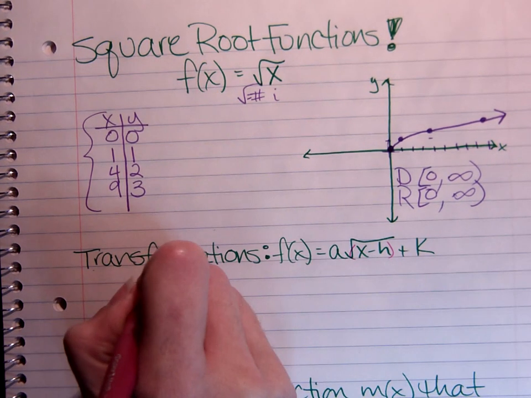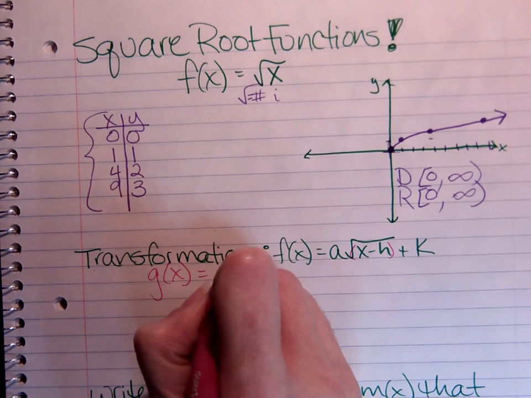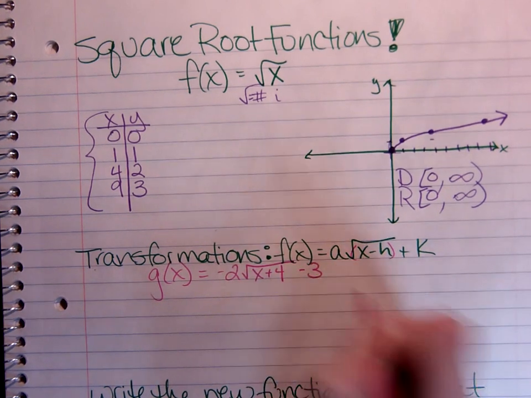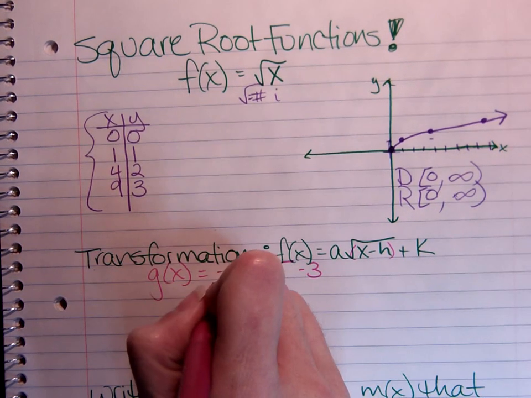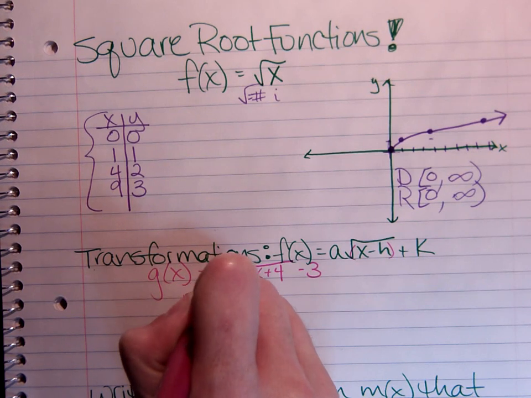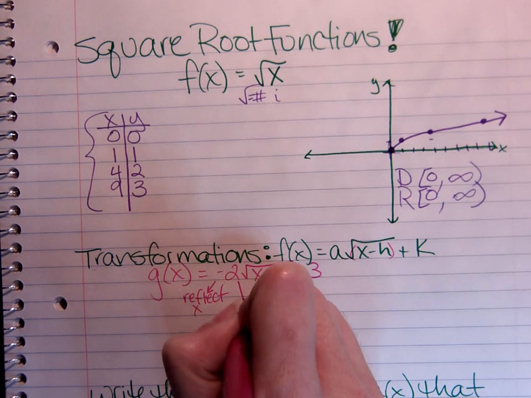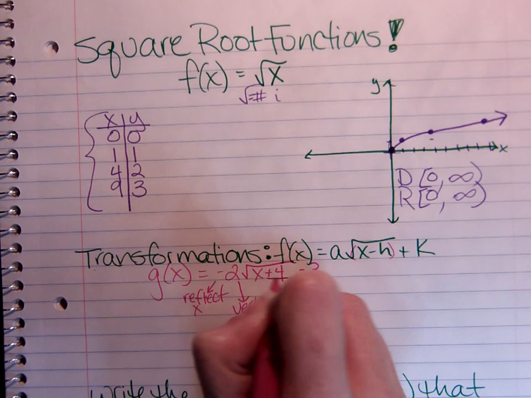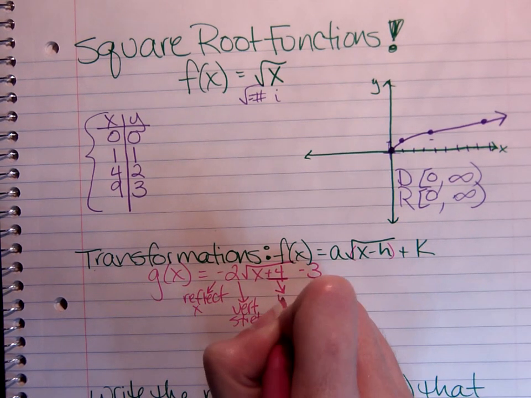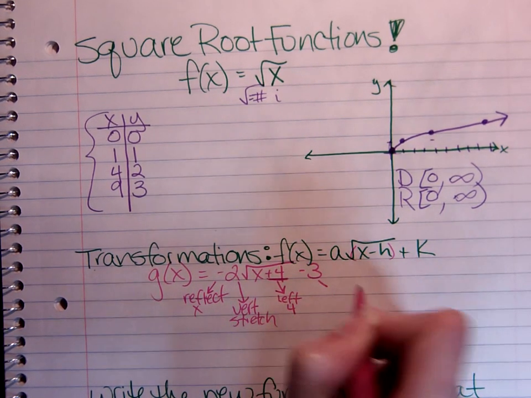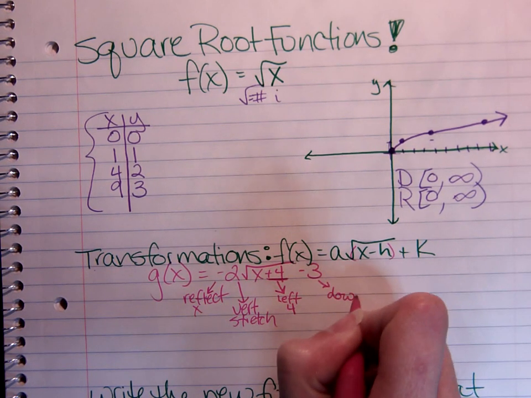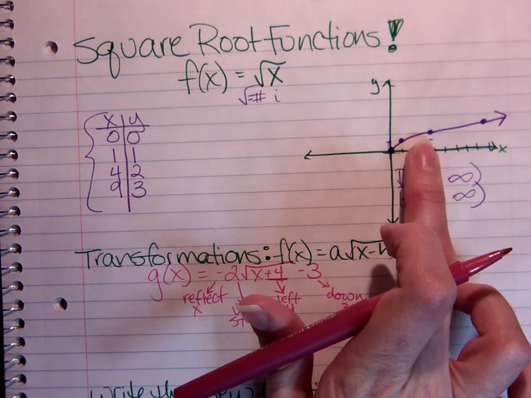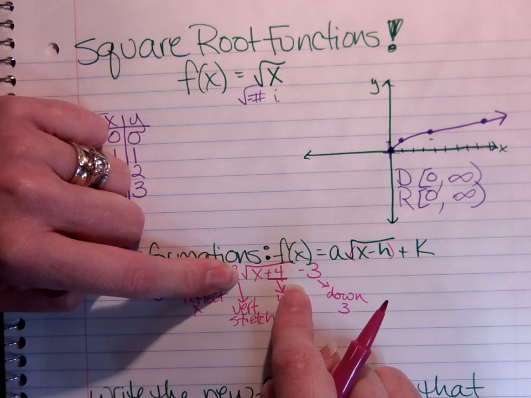So let's consider the function g of x equals negative 2 square root of x plus 4 minus 3. So what's going on? Well, first I can see that there's a reflection across x, and then there's a vertical stretch. This plus 4 value tells me we're moving to the left 4 units, and minus 3 at the end means we've moved down 3. So we're going to take that information and move our parent function, starting with the translations. It's the easiest part.